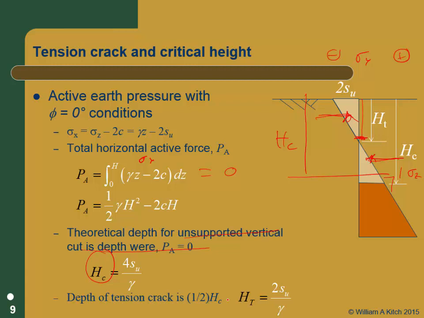The unsupported height that you could theoretically cut for undrained conditions, so this is a short-term condition, right? It'll eventually go away because we're under phi equals 0 conditions, a short-term condition. It's someplace between 2 and 4 times Su over gamma. This becomes important in slope stability analysis, where you get tension cracks forming at the surface. What you usually assume then is, if you have a tension crack, you assume that the actual stress in this zone is 0, not negative.